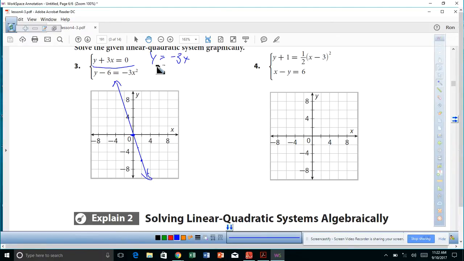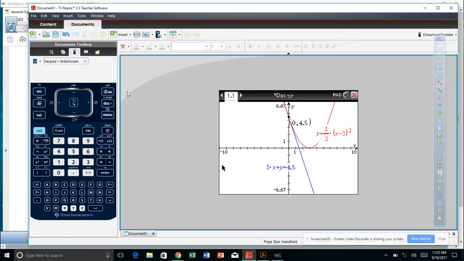And then this one here, let's add 6 to both sides, and we got y equals negative 3x squared plus 6. So we know that's going to be here, and then that's going to go down like this. I need to do that in a different color so we can see it. And then it looks like that. Now, it's kind of hard to pick exactly where that is because we're not super precise. But what we can do is go to the calculator.